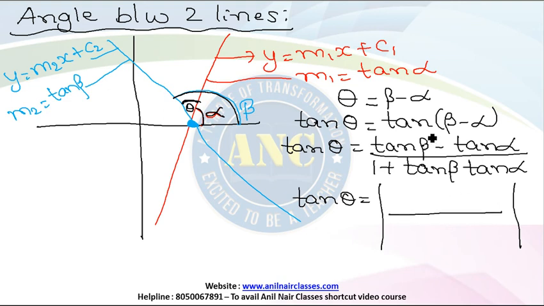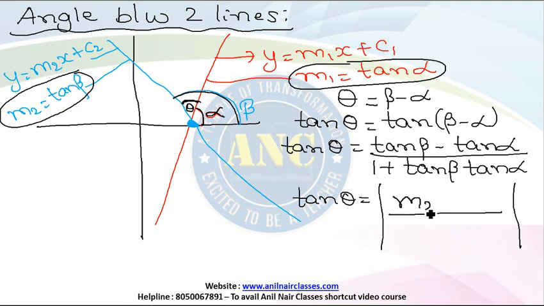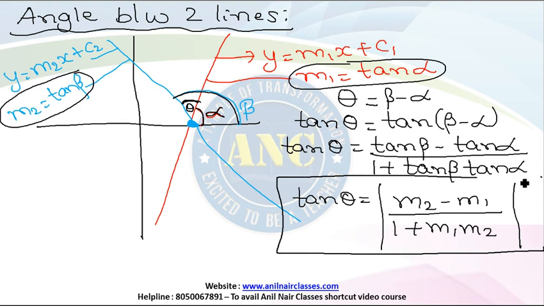This tan beta is nothing but m2. Tan alpha is nothing but m1. So it is m2 minus m1 divided by 1 plus m2 into m1, or m1 into m2. Very, very important notation. Angle between two lines is given by the notation tan theta is equal to mod of m2 minus m1 divided by 1 plus m1 m2.